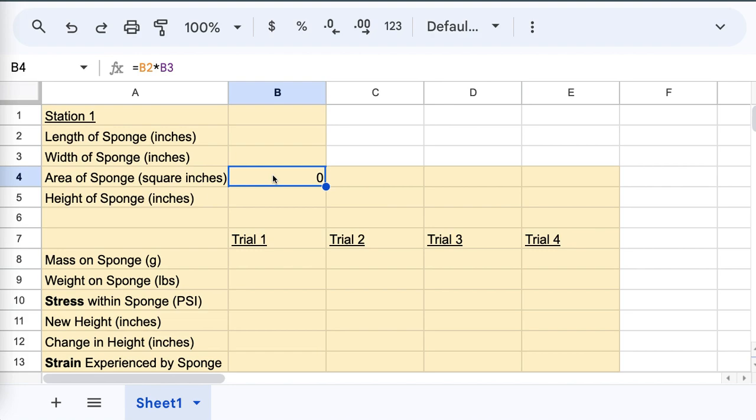Now what's not going to change is the surface area of your sponge. So let's go ahead and say that this one is equal to this one, because that won't change even when you squish it. If it was 4 by 3, it'll still be 4 by 3.